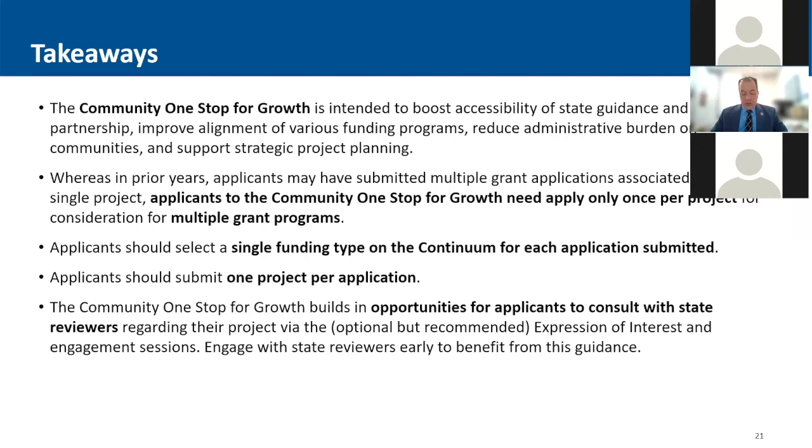We want to reiterate, applicants should select a single funding type in the continuum for each of their project applications that they want to submit, and then submit only one full application per project. The Community One Stop for Growth builds on these opportunities for applicants to consult with the state reviewers regarding their project via the expression of interest and the engagement sessions. And we want to, again, reiterate the idea that a full project equals a full application. And then there are essentially no limits to the number of applications that you can provide.